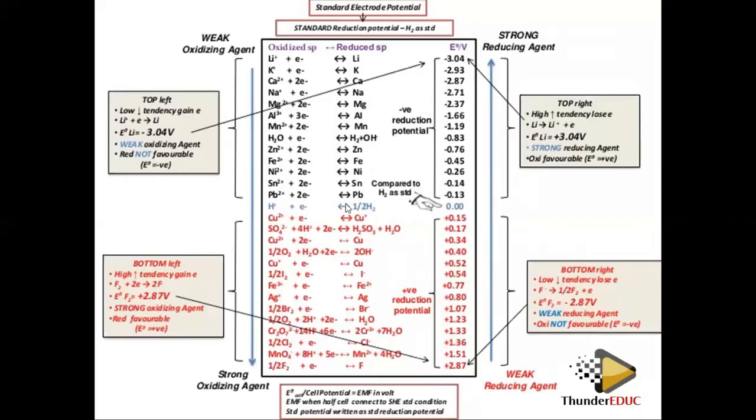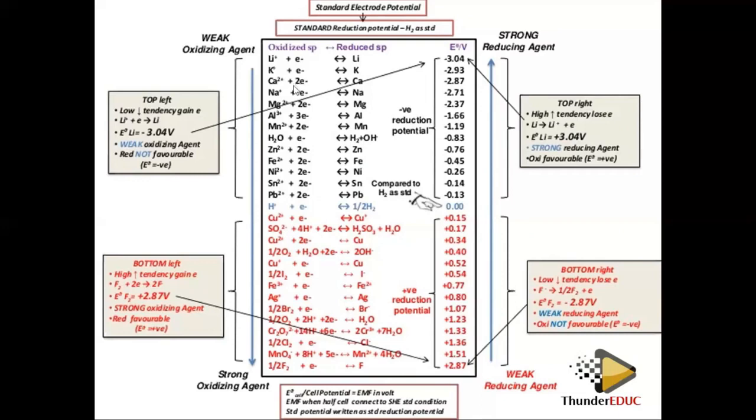Below hydrogen, it means that these ones are less reactive. Then it shows that hydrogen is going to be at the anode, which means that hydrogen is going to be the negative terminal. So hydrogen will be dissolving to produce electrons which are going to be accepted by this.